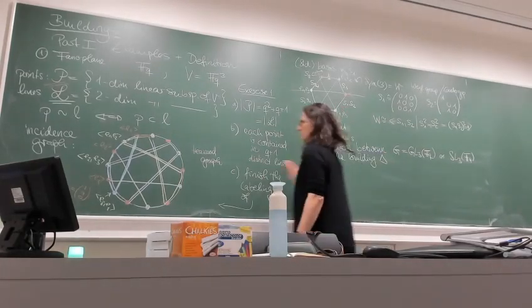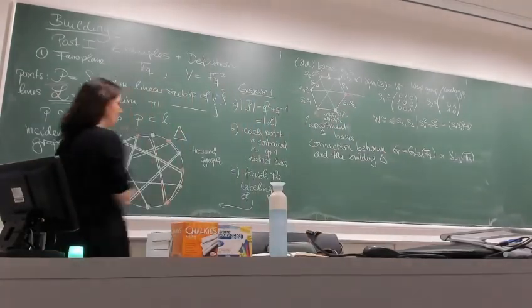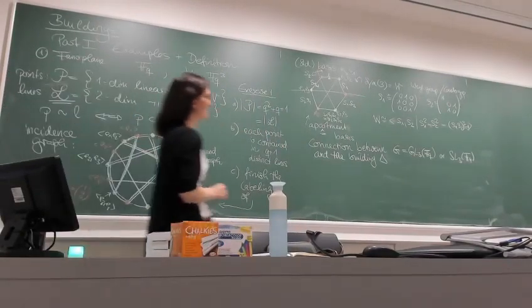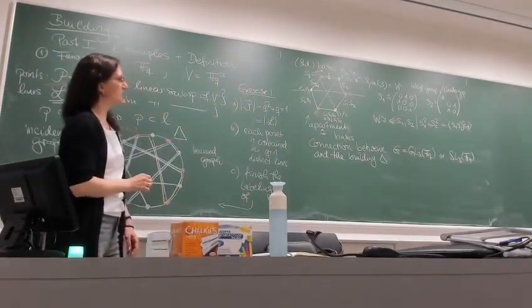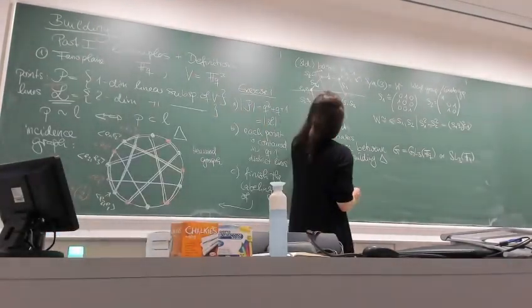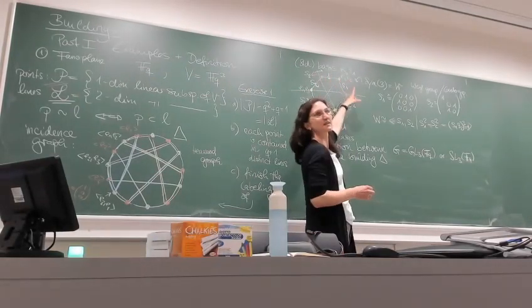We don't know yet what a building is, but I'm telling you this is one. And in fact, it's an example of a spherical building, spherical since the apartments are spheres, in this case one sphere.